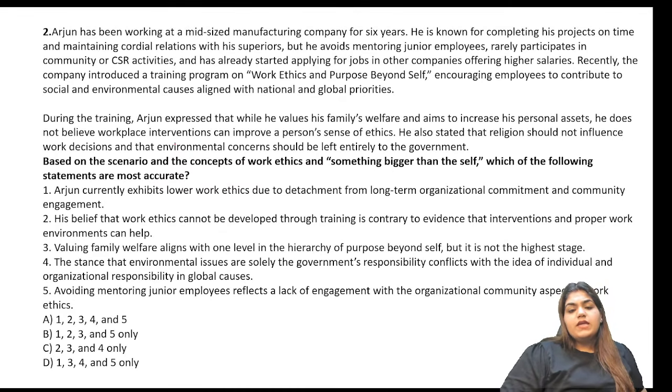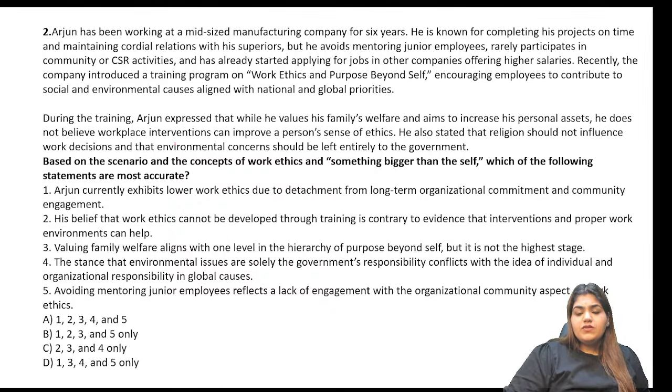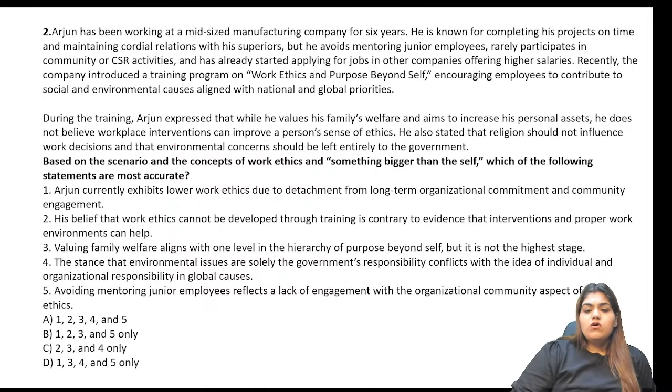Arjun has been working at a mid-sized manufacturing company for 6 years. He is known for completing his project on time and maintaining cordial relations with his superior, but he avoids mentoring junior employees, rarely participates in community or CSR activities, and has already started applying for jobs in other companies offering higher salaries. Recently, the company introduced a training program on work ethics and purpose beyond self, encouraging employees to contribute to social and environmental causes aligned with national and global priorities.